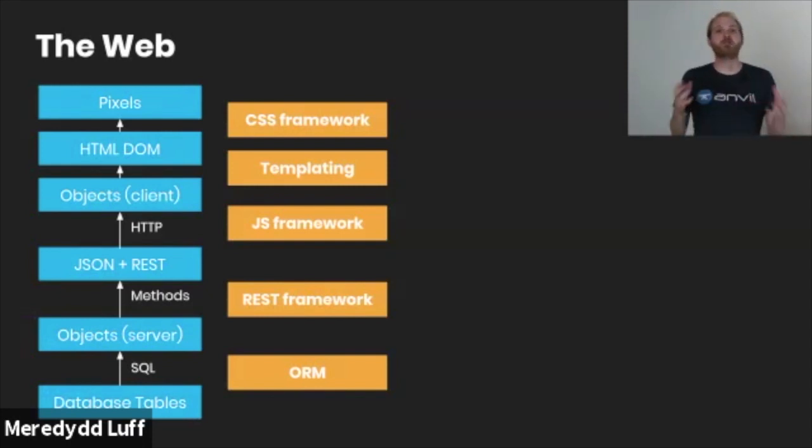And all of those orange boxes have those same problems. They're all twisting one layer, one of these blue representations, in order to represent an adjacent layer in the stack. And that means that in order to use the web, you need to understand everything in the blue boxes and everything in the orange boxes.